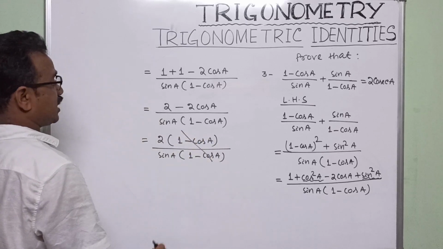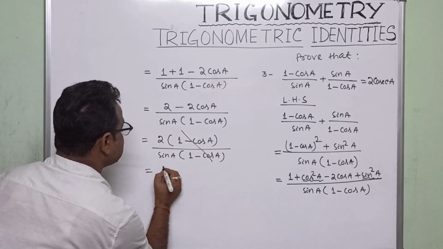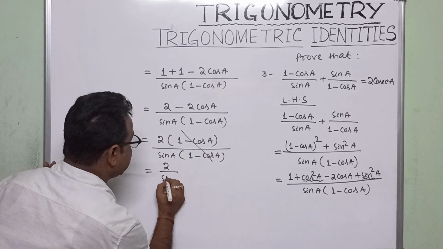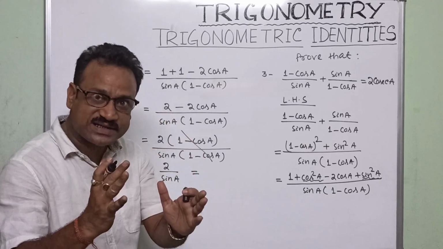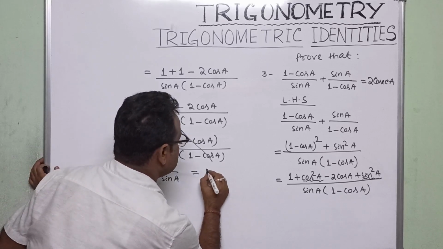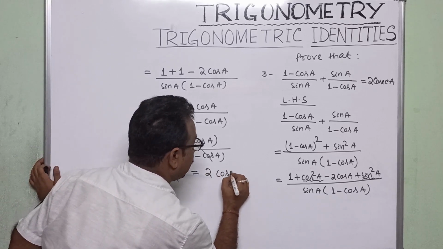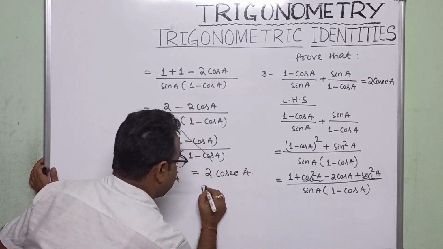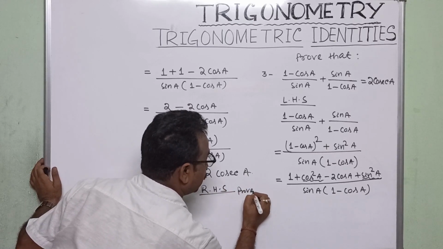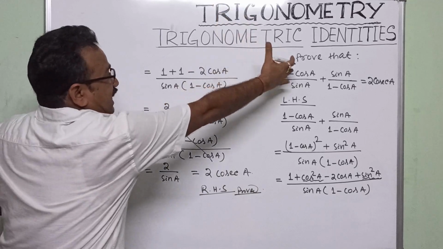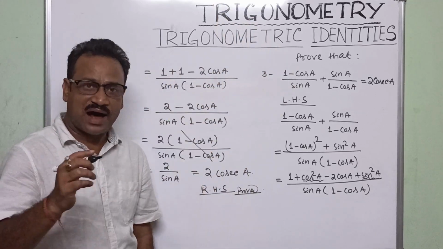So 1 minus cos A, 1 minus cos A cancel. That is equal to 2 by sin A, which is 2 cosec A. RHS, we are getting proved. So from LHS here we got the RHS.